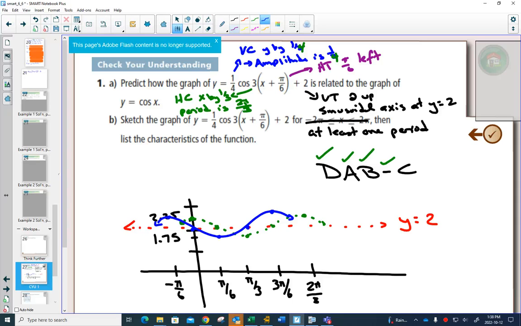When it says list the characteristics, it's asking things like, my center line is at 2. My amplitude is 1/4. My period is 2 pi over 3. My domain is everything. My range goes from 1.75 to 2.25. So those would be things that we would call characteristics.